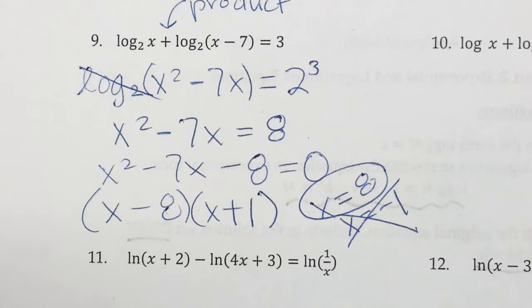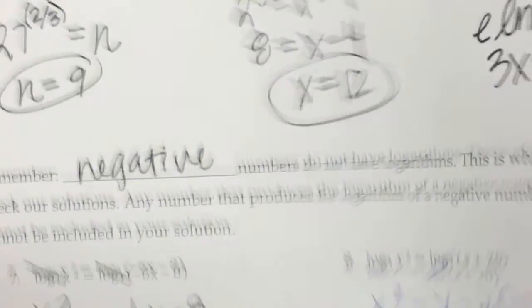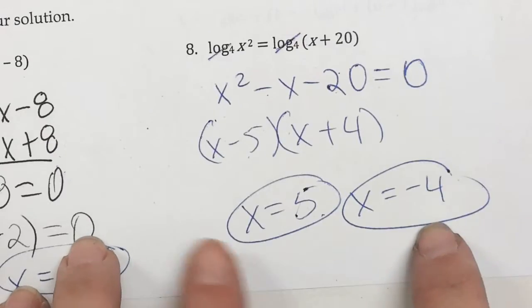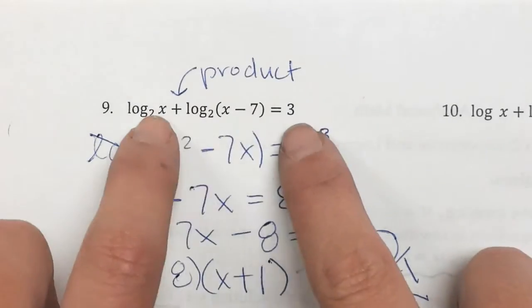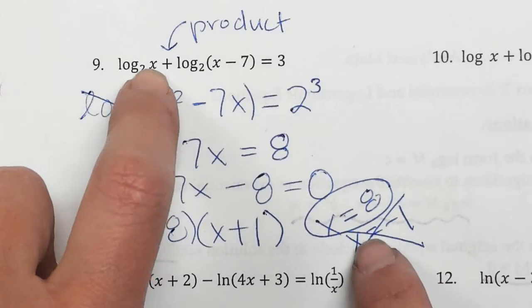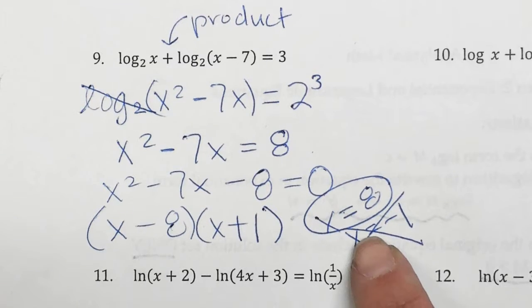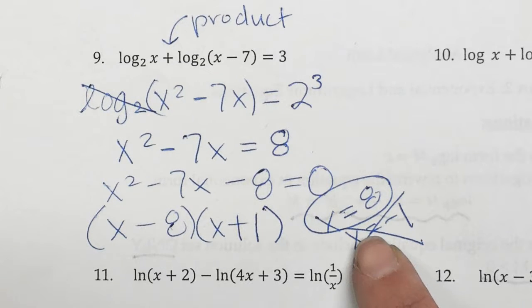So don't go by Antonio if it's negative. Because remember on these we had a negative 4 and it worked. Because negative 4 squared would be positive. You always have to plug it in here, see if it would work. This is log 2 of negative 1, that's why it won't work. Does that make sense? Okay.